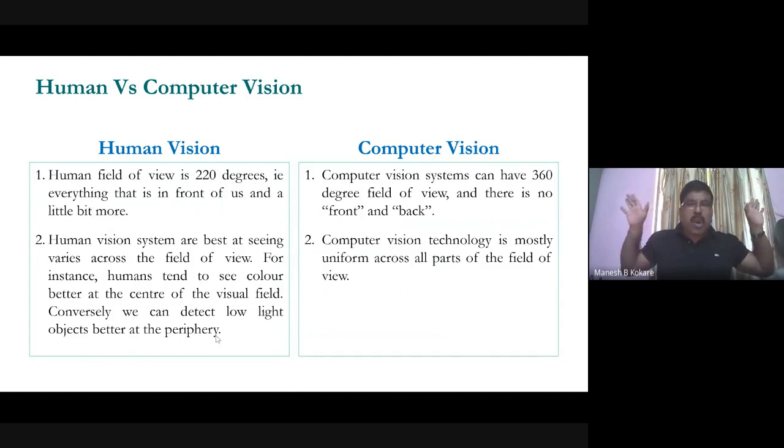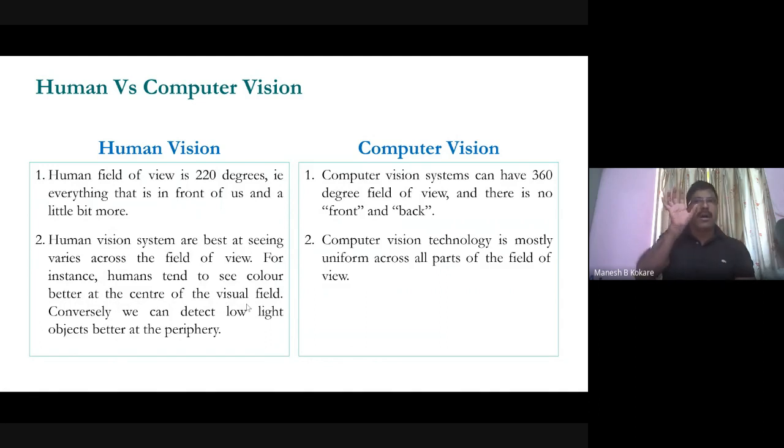So these rods are responsible for detecting or seeing objects in dim light. That's why here we can see the color at the center very clearly. Human vision systems are best at seeing various colors across the field of view. For instance, humans tend to see color better at the center of the visual field. Why at the center?